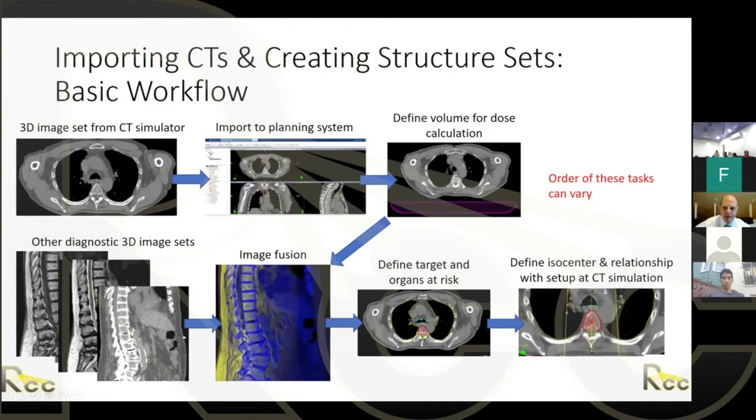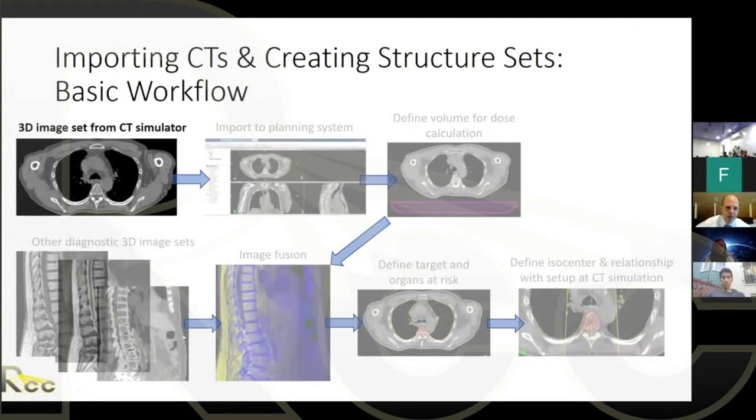And one thing to note is that the order of these tasks can vary a little bit from this setup that I have here. Particularly, where the isocenter is defined can actually be done at the CT simulator in some cases, especially for more simple cases. And so that may happen very early in the process, when the images are imported, or it could also happen at different stages. So this is a general workflow, but the order could vary a little bit.